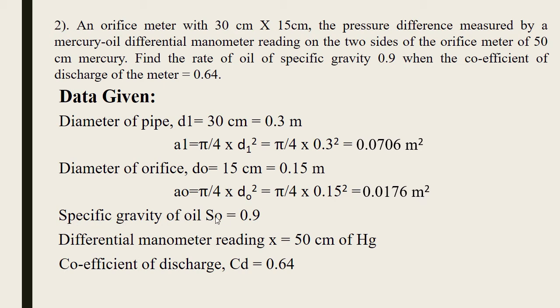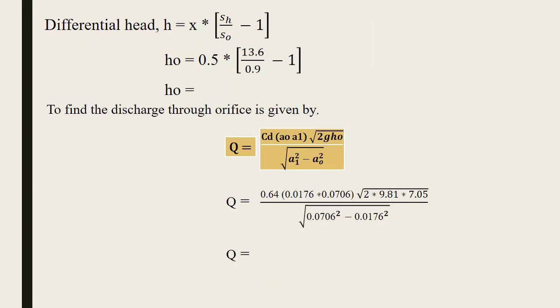The specific gravity of the oil, that is SO, is 0.9, and he has given the differential manometer reading, that is X is equal to 50 centimeter of mercury. Next, the coefficient of discharge of the given meter, that is CD, is equal to 0.64.